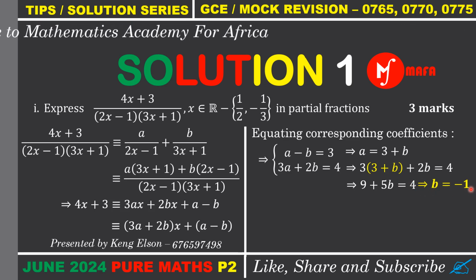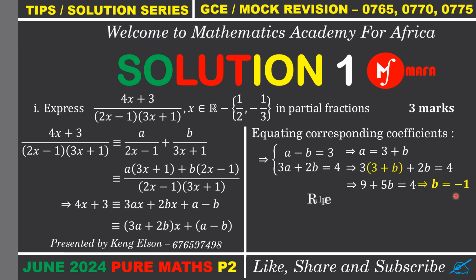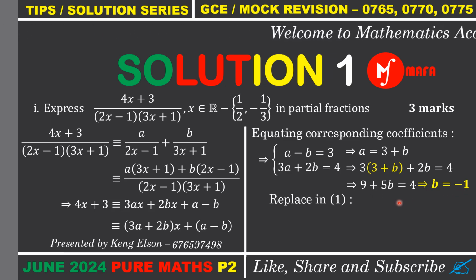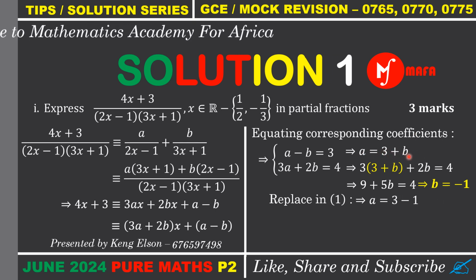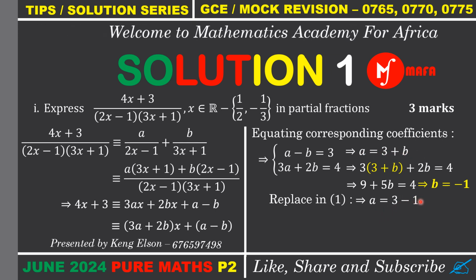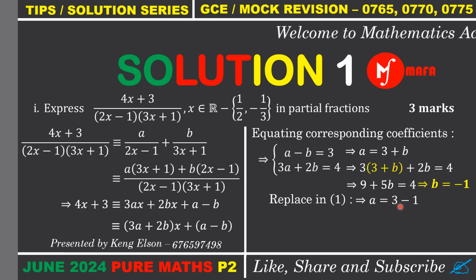We have gotten the value of b. Now we need to get the value of a. So you're just going to replace b equal to negative 1 in the first equation, which says a is equal to 3 plus b. With that, a will be equal to 3 plus negative 1, which is equivalent to 3 minus 1, so a will be equal to 2.